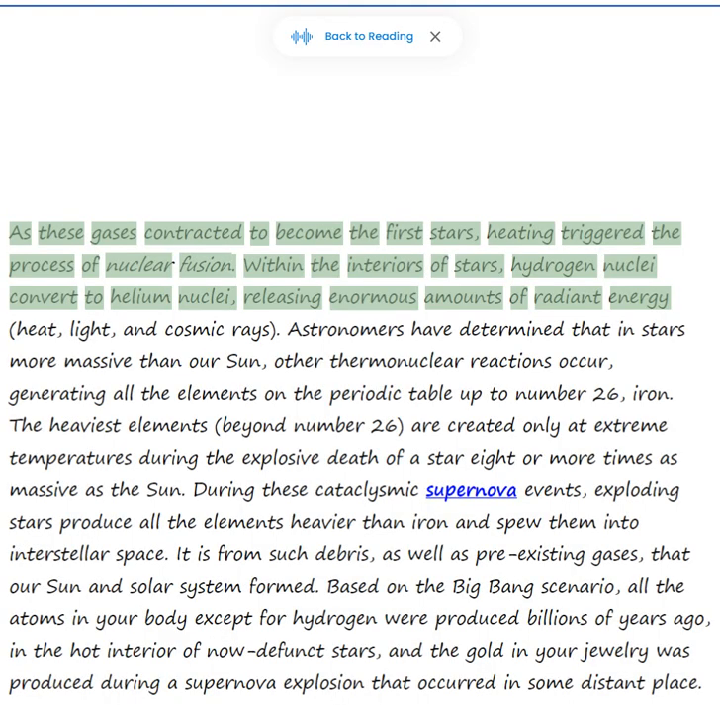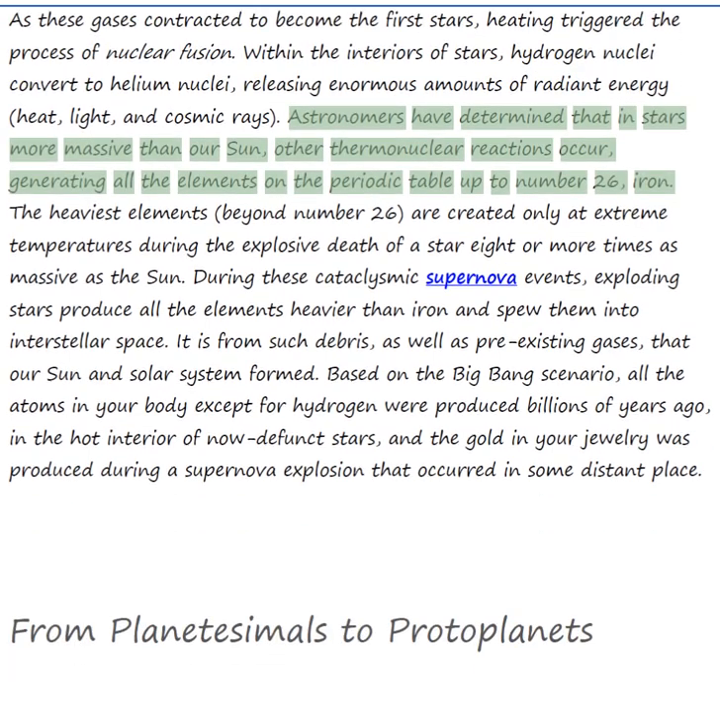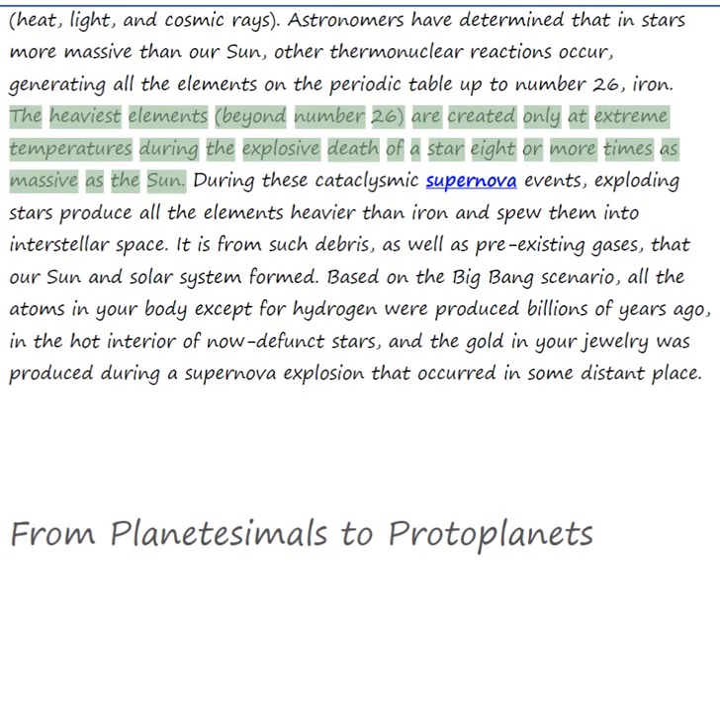As these gases contracted to become the first stars, heating triggered the process of nuclear fusion. Within the interiors of stars, hydrogen nuclei convert to helium nuclei, releasing enormous amounts of radiant energy. Astronomers have determined that in stars more massive than our Sun, other thermonuclear reactions occur, generating all the elements on the periodic table up to number 26, iron. The heaviest elements are created only at extreme temperatures during the explosive death of a star 8 or more times as massive as the Sun.